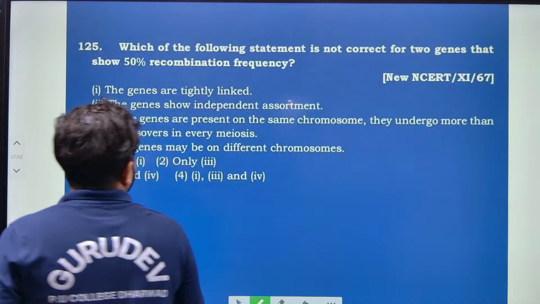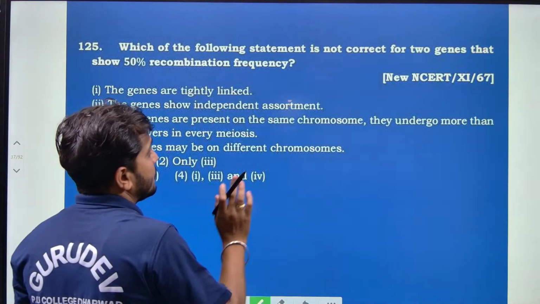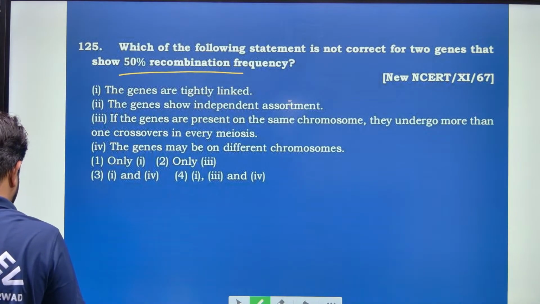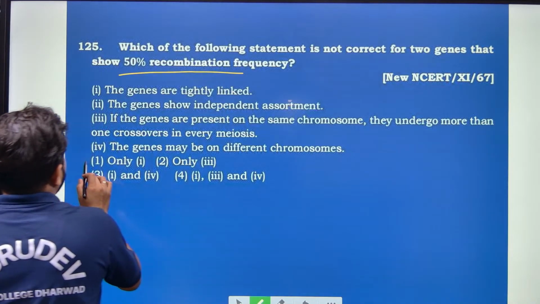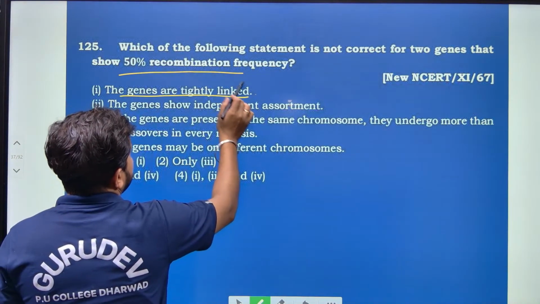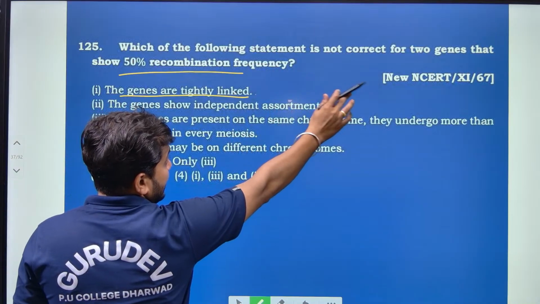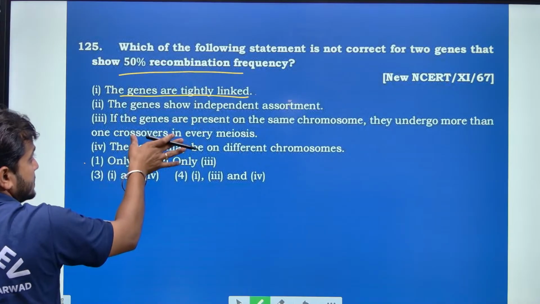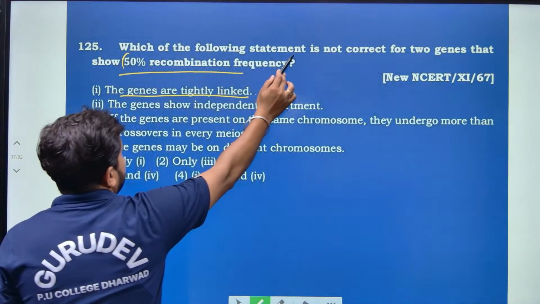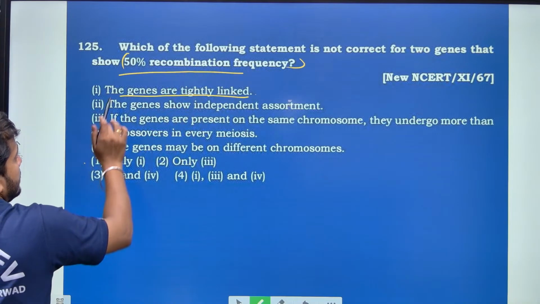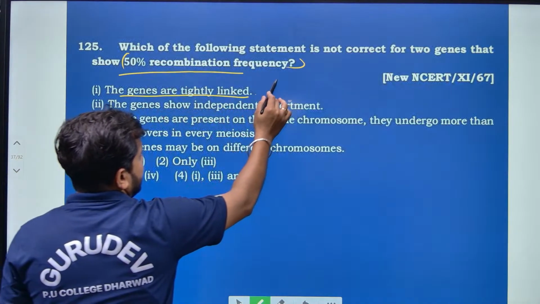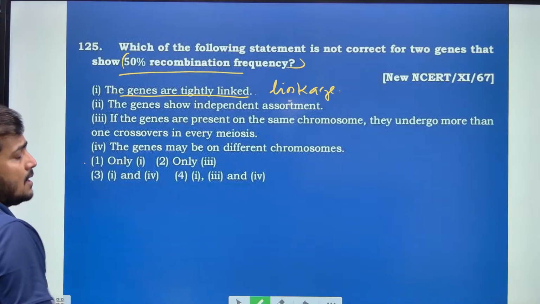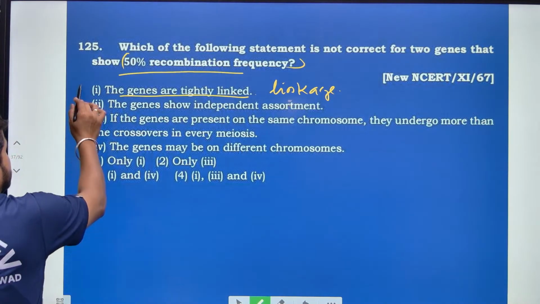Then the next question: which of the following statements is not correct for two genes that show 50% recombination frequency? That is what we have to find out. The first statement says the genes are tightly linked, meaning linkage is high. Linkage is high means there will definitely not be 50% recombination. So this statement is wrong.